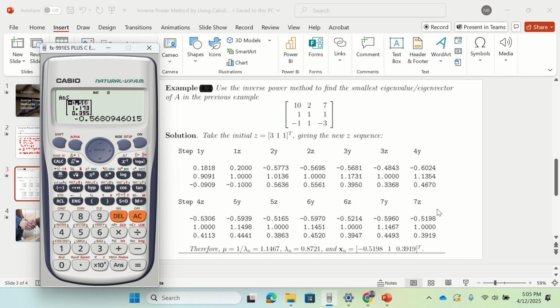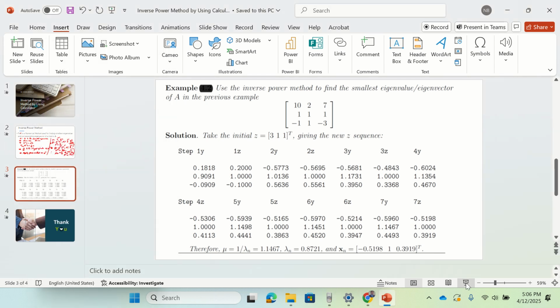So after 7 iterations, this will be the largest eigenvalue of A inverse, but we are interested in finding the smallest eigenvalue of A. So what would we do? We would simply take the inverse or reciprocal of this one, that is 1 divided by 1.1467, to get 0.8721, and the corresponding eigenvector will be the last normalized vector. So that's the way to do it.